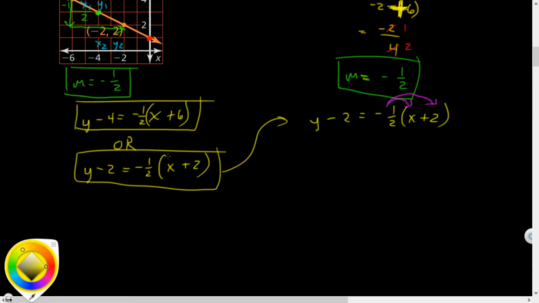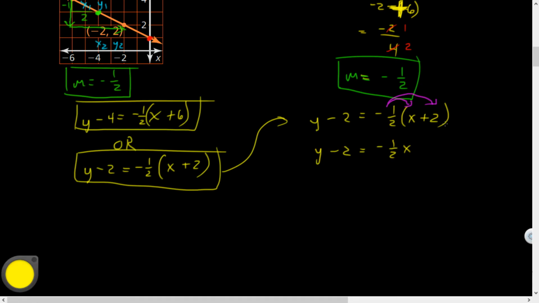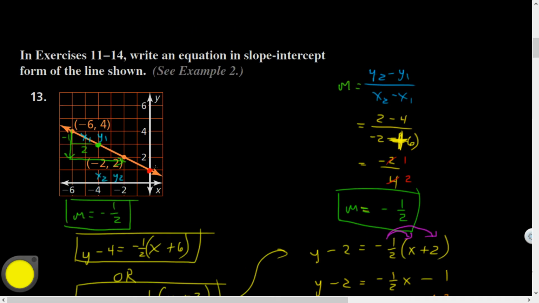And distribute: y minus 2 equals negative 1/2 x. Negative 1/2 of 2. That's weird. 2 times 1 is 2. 2 divided by 2 is 1, and it still has the minus sign. And how do I solve for y, friends? Yeah, add 2 both sides. And I believe plus 1 is what I saw as my potential y-intercept.